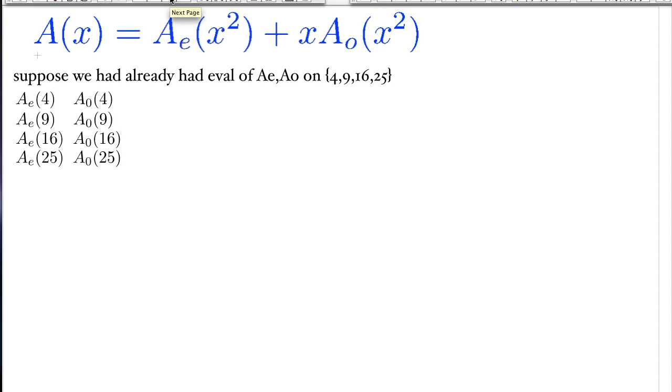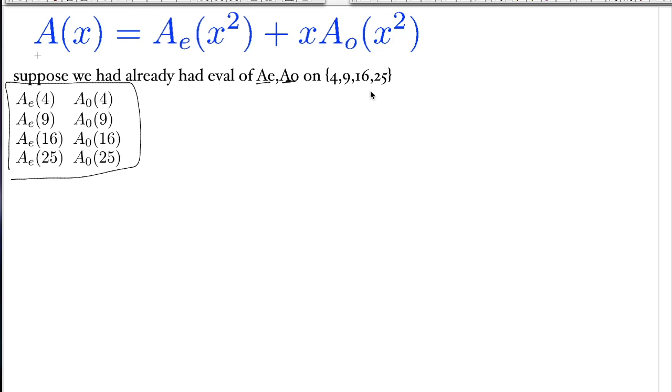We're almost there to a solution. Let me show you why this can be useful. Imagine that we already had the evaluation of A_E and A_O. We had recursively solved them. These are polynomials of degree roughly half, so they're of the same form.